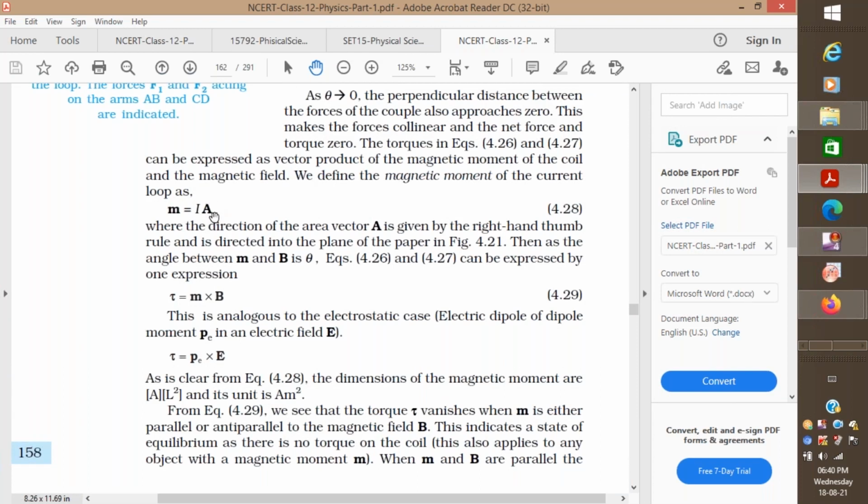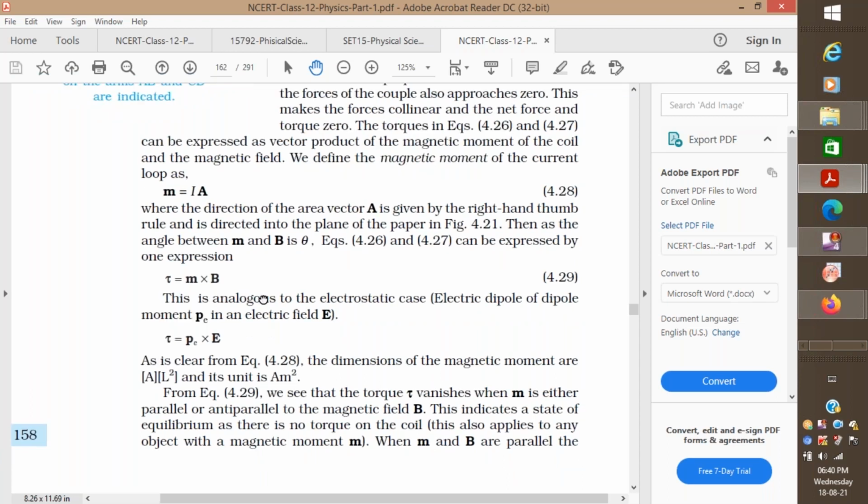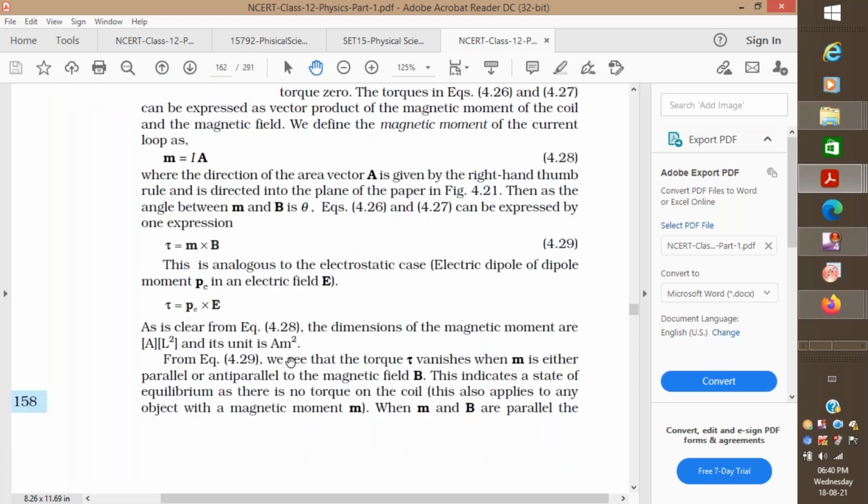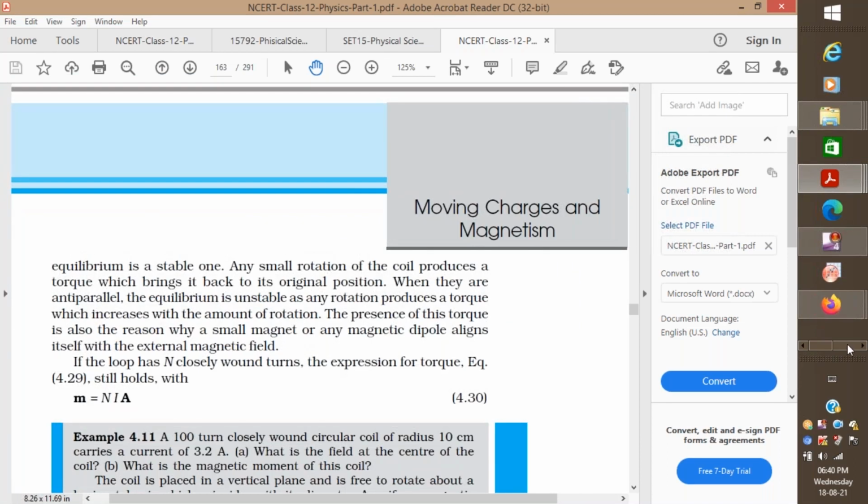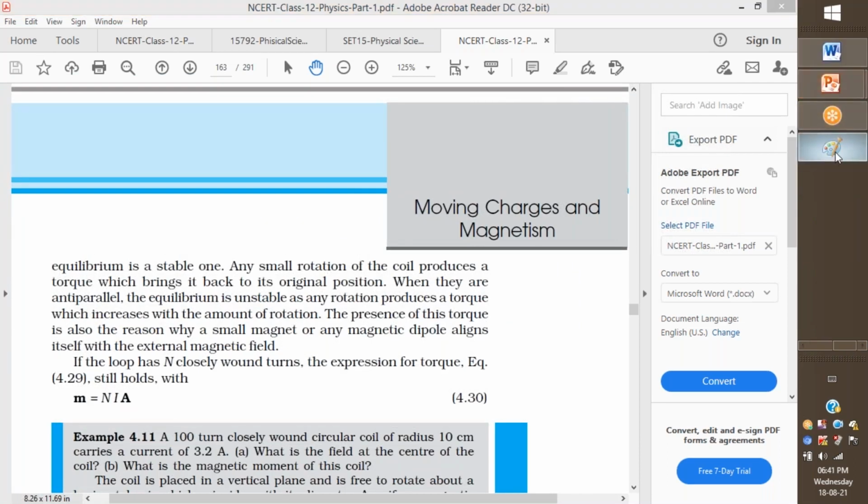And see, since I have got magnetic moment as I into A, if I can make the number of turns in the loop more, so current will be more, then I can get more magnetic moment. If I get more magnetic moment, I can get more turning effect. And if I increase the area of the loop also, I can get more magnetic moment, and the tendency of the rotation will be more.